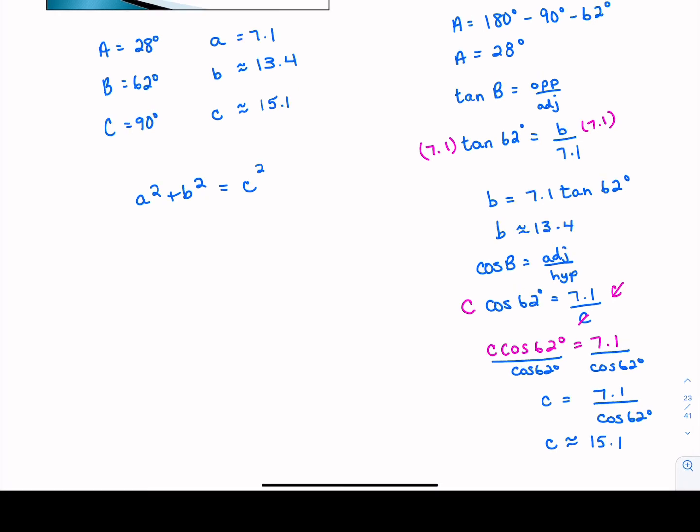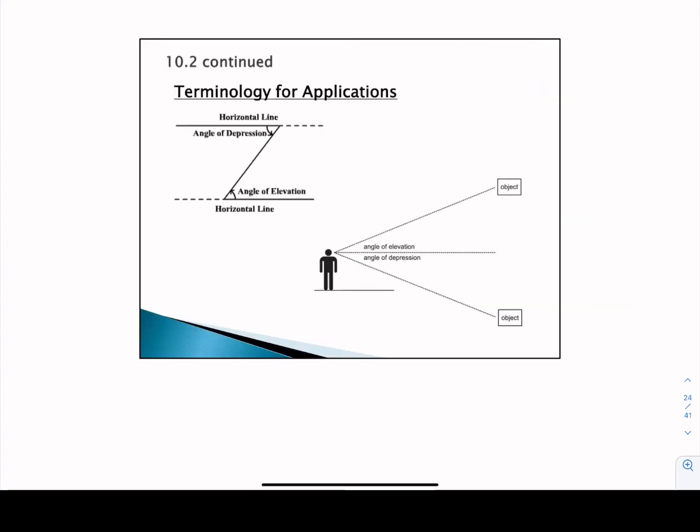Now that we have found all missing sides and all missing angles, we know that the triangle in this case has been solved. Before we move on to more problems, we're going to take a quick review of some terminology used in applications. So by applications, we mean word problems. We're going to be exploring some word problems that will require trigonometry for us to solve them.